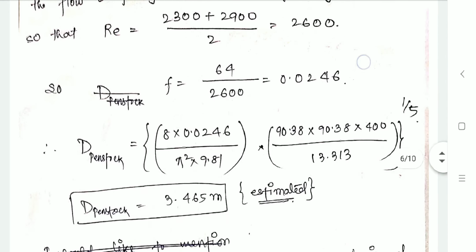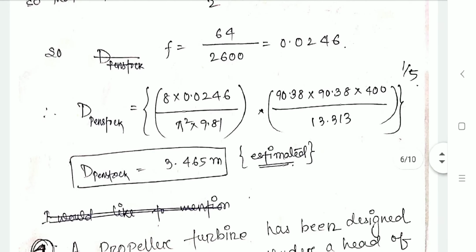Now substitute this value in that expression of the diameter of the penstock, we get that the diameter of the penstock is approximately 3.465 meter. It may vary with the value of Darcy's friction factor.